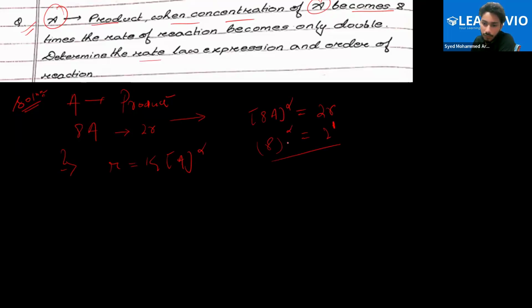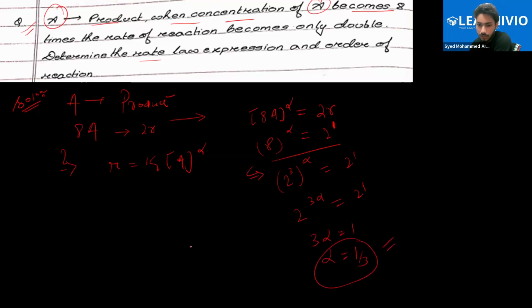For that, you have to do something in the calculation so that the 8 becomes 2 to the power 3, so it is 2 to the power of 3 alpha. So 3 alpha equals 1, so alpha equals 1 upon 3. That's it. So the rate law expression would be r equals k A to the power 1 by 3, and the order of reaction would be 1 upon 3. Got it?